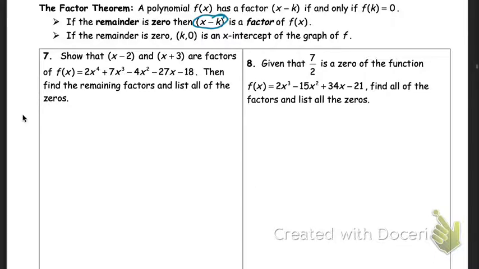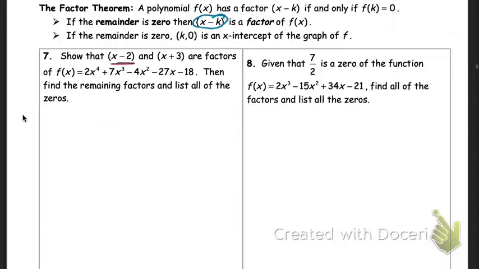So number 7. Show that x minus 2 and x plus 3 are factors. First of all, what would I do to show that? I show that their remainder is 0, either using synthetic division or using the remainder theorem. Now, here's the deal. You have to do synthetic division anyways on this because it also wants us to find the remaining factors. So we're going to have to divide out using synthetic division. If I hadn't asked you to do that second part and I just asked you to show that they're factors, you can use the remainder theorem. For this one, we're going to go ahead and do synthetic.